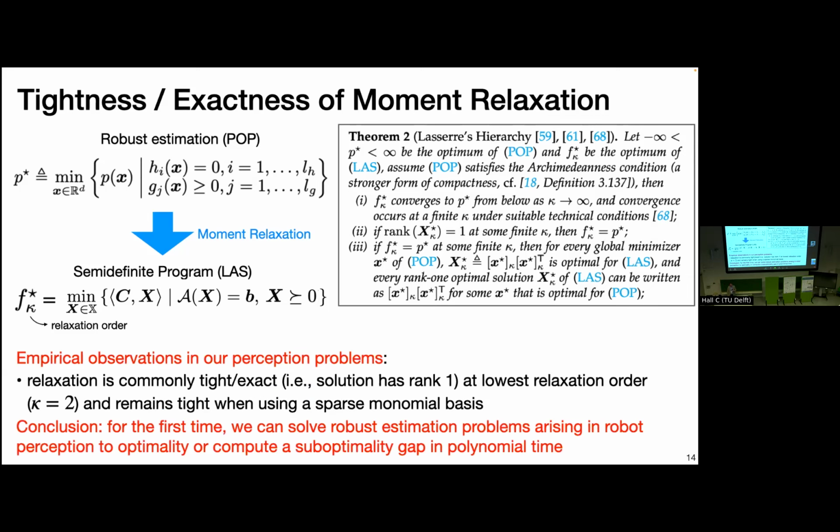What makes these relaxations even cooler in our setup is that empirically we see that we get rank 1 solutions in most of the perception problems that we solve. So the relaxation is commonly tight, producing rank 1 solutions. Not only that, but it's tight when the relaxation is not too huge in size, so for small relaxation order. It remains tight in common perception problems. This, in turn, allows concluding that for the first time, you can solve robust estimation problems showing up in robot perception to provable optimality, or compute a suboptimality gap in polynomial time.